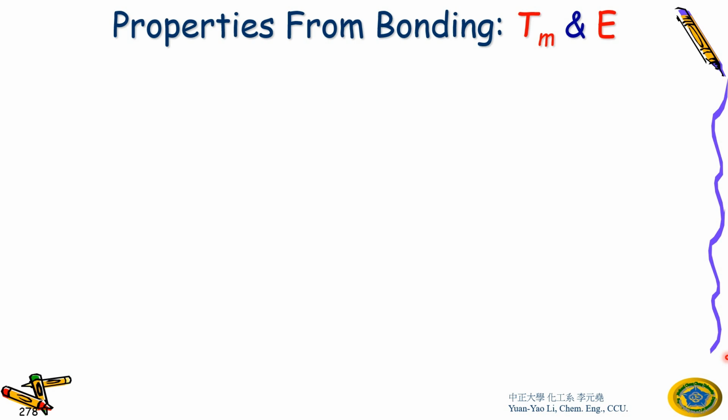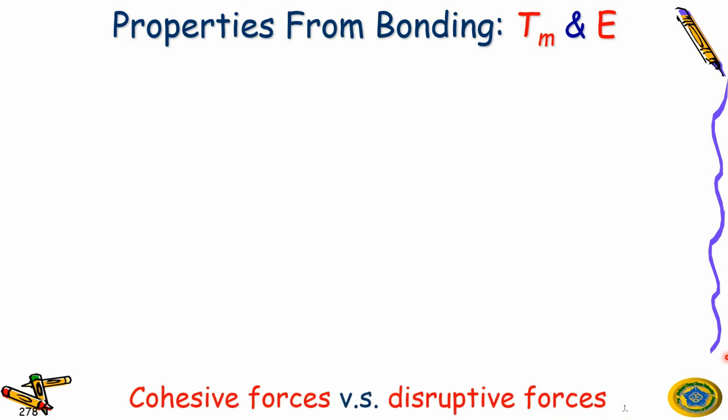The properties from the bonding means that, when we talk about energy, just now we were talking about melting point and boiling point, which is related to the secondary bonding energy. How about the others? So this is a melting point temperature, right? When we talk about melting point temperature, that means it's cohesive forces against the destructive forces. Cohesive force is a secondary bond. Destructive force is thermal energy, right? And also this is bond length.